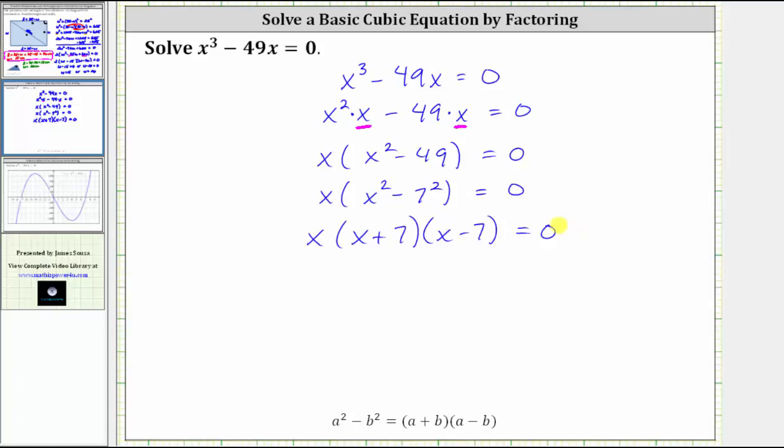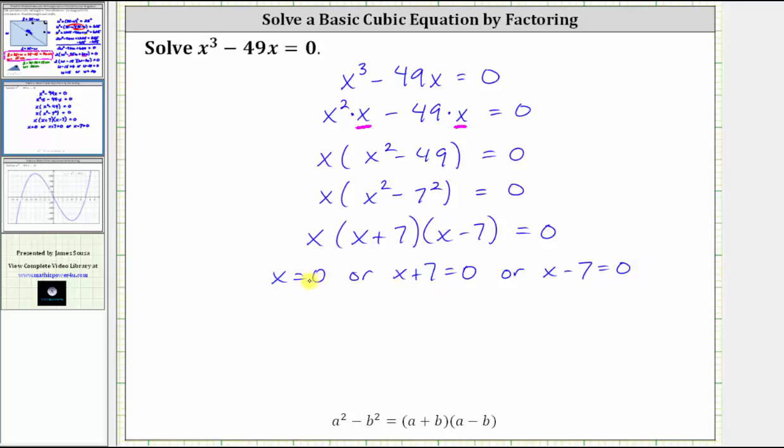Now that we have the left side of the equation factored completely and the right side is equal to 0, the product on the left must equal 0, and this product is equal to 0 if x equals 0, or x plus 7 equals 0, or x minus 7 equals 0. And this is called the zero product property. And now we solve each of these equations for x.